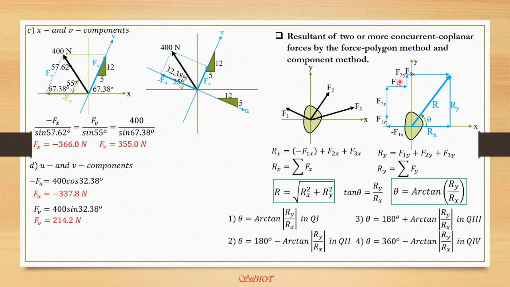an absolute value, and remember that the angle arctan of the absolute value of Ry over Rx is the acute angle between the x-axis, positive or negative x-axis, and the resultant R. Again, arctan of the absolute value of Ry over Rx is the acute angle between the x-axis, positive or negative, and the resultant. Then, since theta is reckoned from the positive x-axis, I hope that you can analyze that this will be the angle theta.